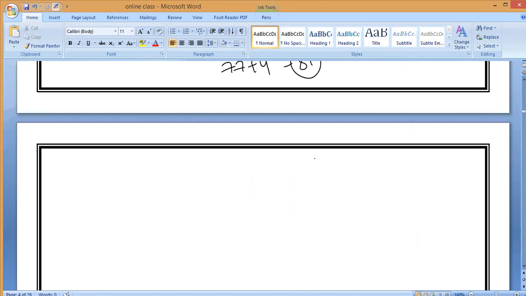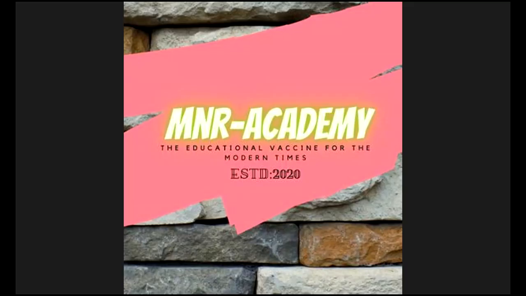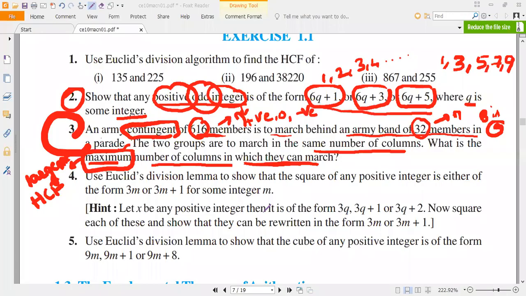Next. Read the fourth question. What is the fourth question? Read, all of you. Use Euclid division lemma to show that square of any positive integers. What are positive integers? 1, 2, 3, 4, 5, 6, and so on. These are the positive integers.